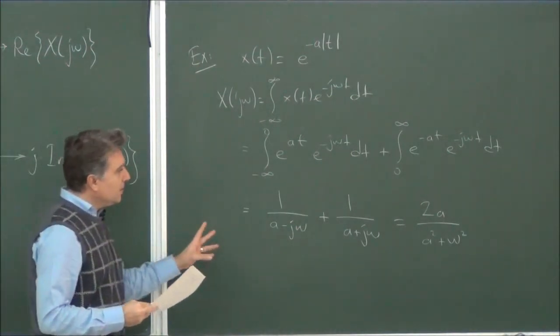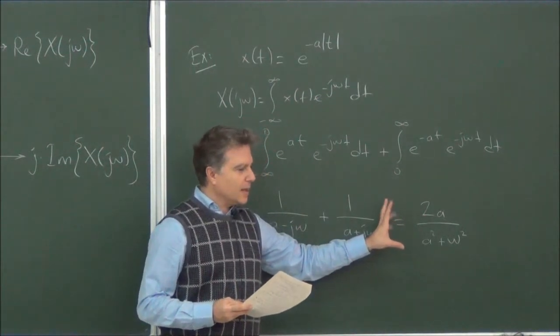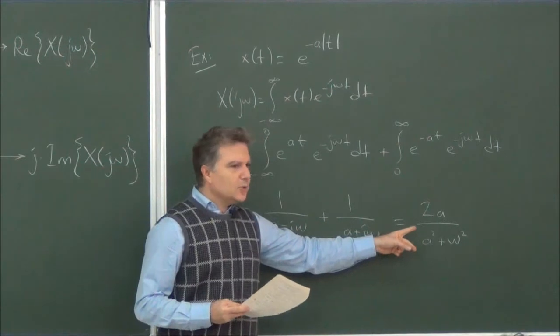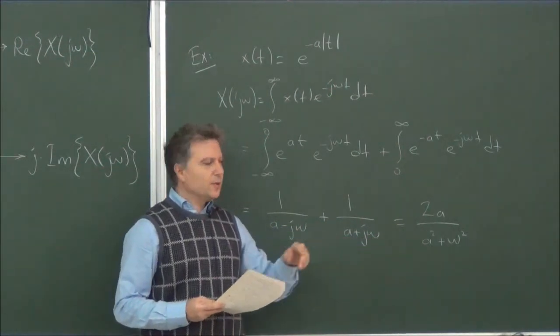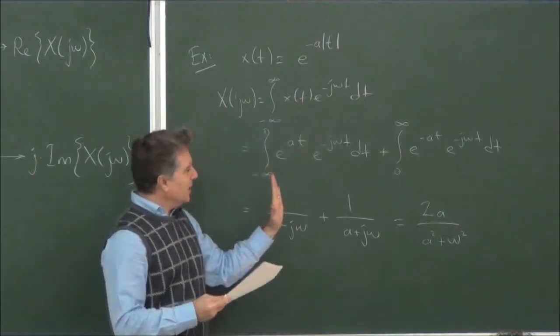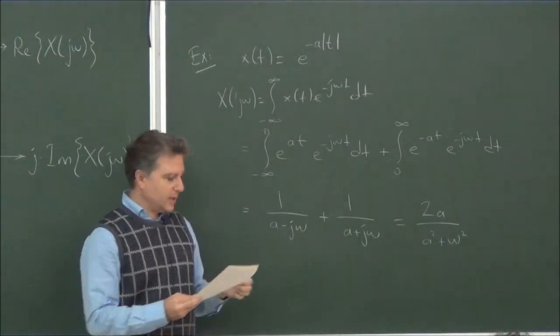Now this is, by the way, quite a nice example of a low pass signal. What was the Fourier transform of e to the minus at u of t? That is half of this function. What was the Fourier transform of that? Do you remember?